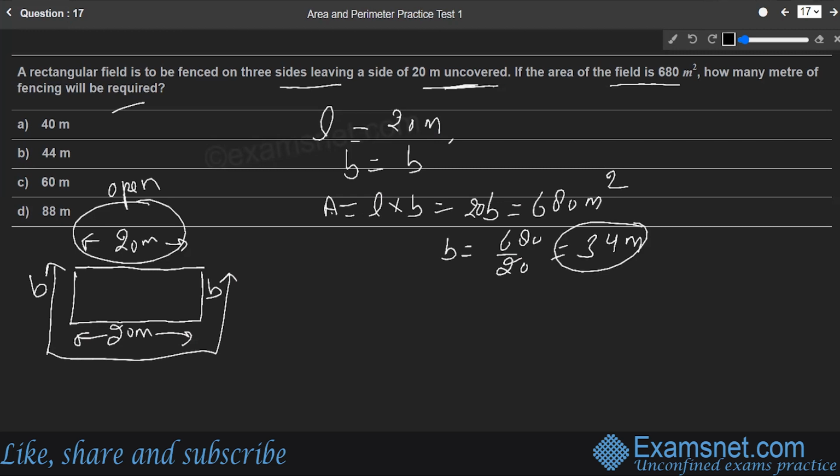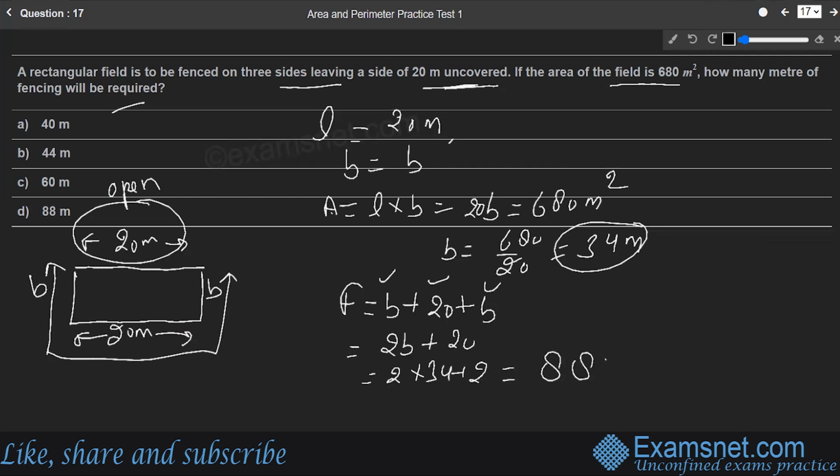Now he wants us to calculate how many meters fencing will be required. So the fencing will be required as b plus 20 plus b again. These are the three sides covered, b plus 20 plus b. If you add them together, it is going to be 2b plus 20, that is nothing but 2 into 34 plus 20, that is nothing but 88 meters. So that is the fencing length required, which is available in option number D, becomes the right answer.